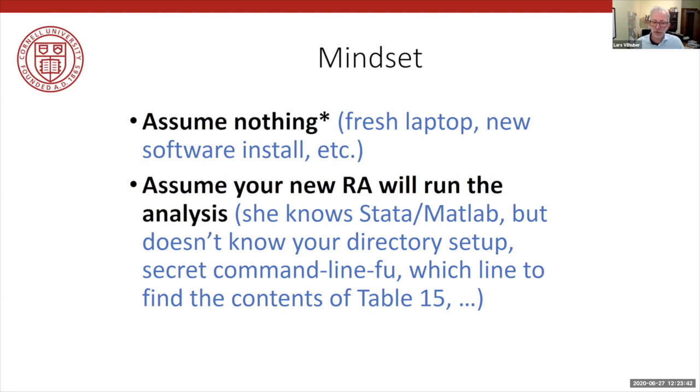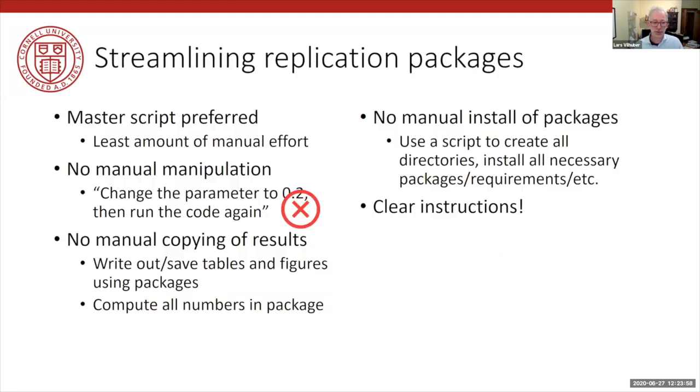So that RA, she knows Stata or MATLAB, but she doesn't know your directory setup. She doesn't know that secret command line foo or the secret way to look through the code and know that that number is cell A1 in the results table. All that needs to be coded in. A master script is preferred. There shouldn't be any manual manipulation. All the packages that you rely on, maybe that you installed 5 years ago, don't assume that everybody else has them, because they don't. There are ways to automate some of this. It's pretty straightforward, and we've got guidance on our websites.